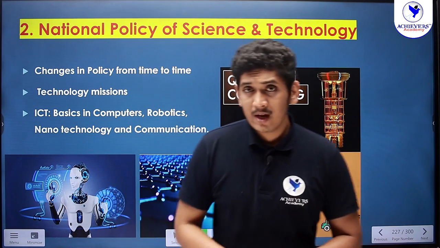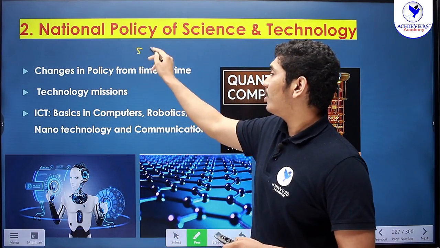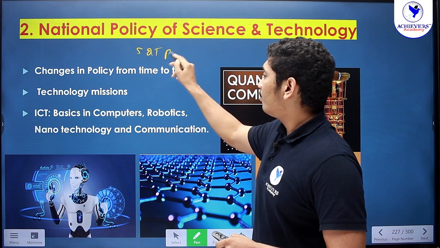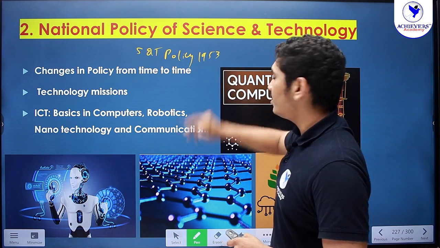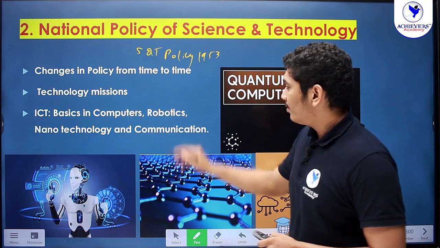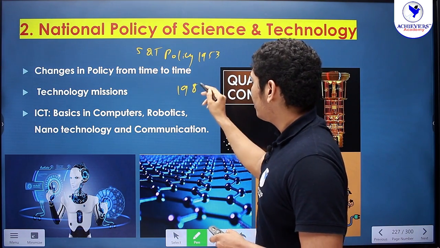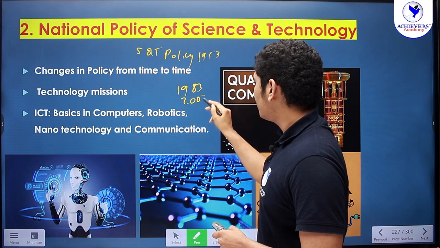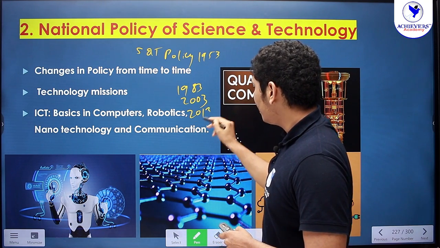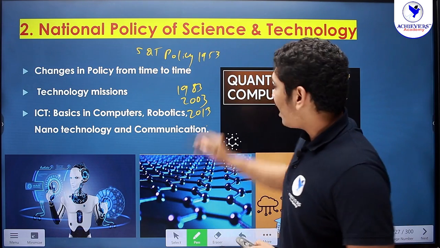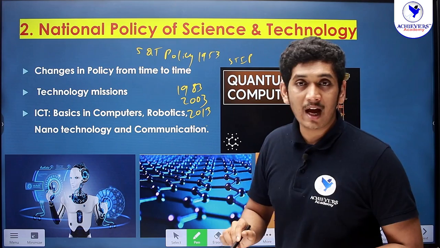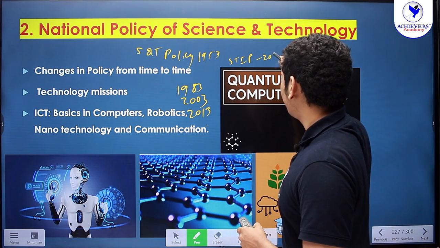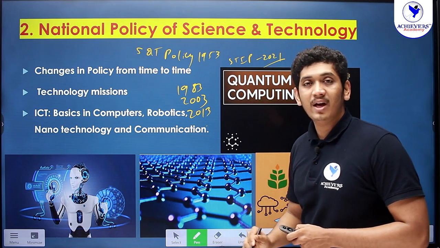What are you going to learn in this chapter? First thing, India has a science and technology policy. Starting from 1953 we have one, we had one in 1983, one in 2003, one in 2013, and now we have the Draft Science Technology Innovation Policy, or STIP 2021. So these many policies we have.